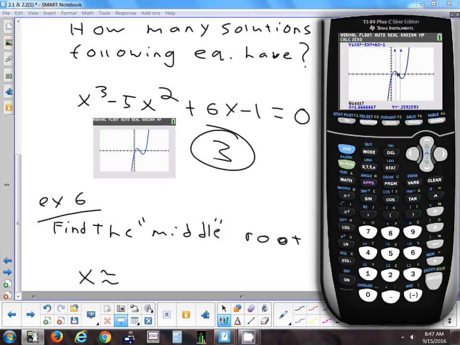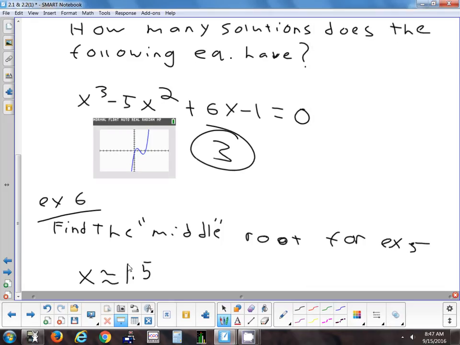Anybody think they got an answer for that middle root? How about Jeff? Did you get that? Yeah, I got 1.55. Let's check it out. Yep, I also got 1.55. Good. Any questions on that one? All right.